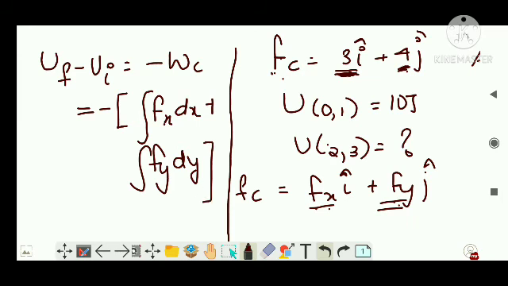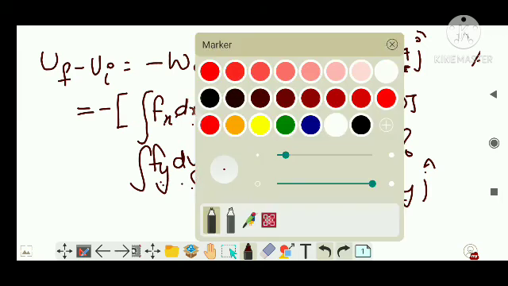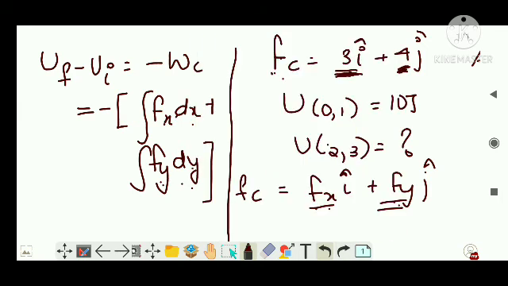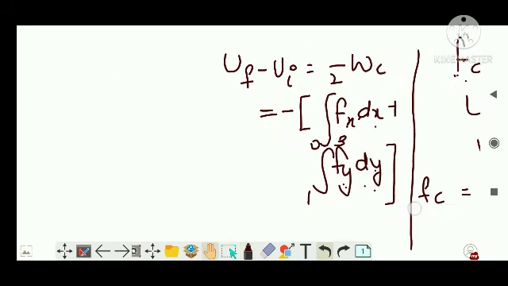This much clear? But why did I split here? Because you are having force in two terms, so two variables have to be written: force into displacement in x direction, force into displacement in y direction. Clear? From where to where? X is changing from 0 to 2. Y is changing from 1 to 3, right? Clear? Now put the values here.